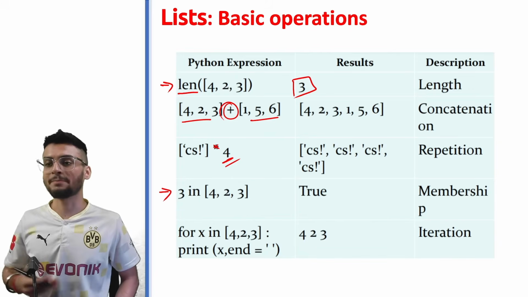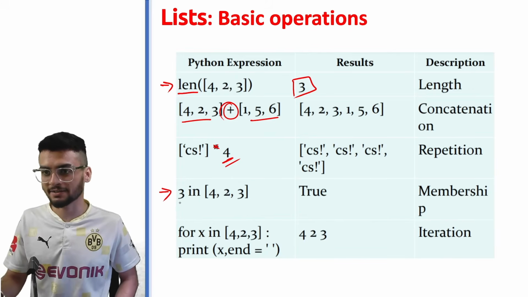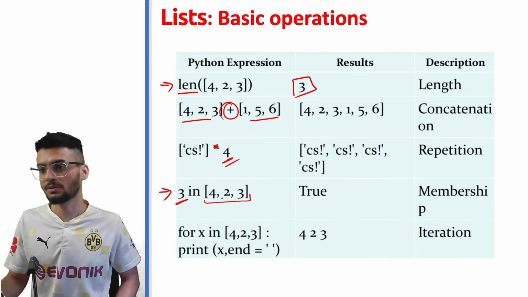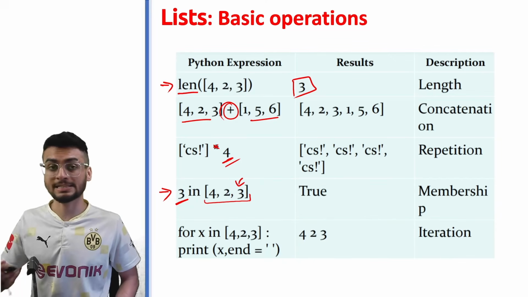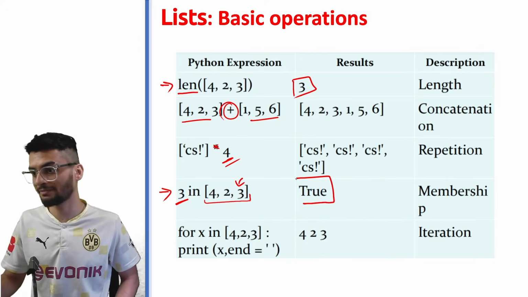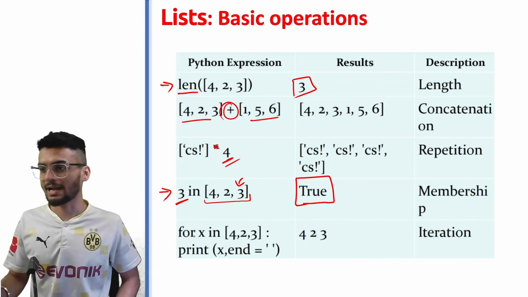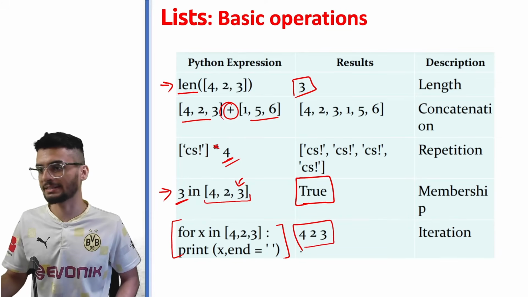This is a membership function जहाँ पर हम लोग सिर्फ check कर रहे हैं if 3 is present in this value. So it is present at the second index, so which means it will give out true. And this is iteration, which gives you an output like this.